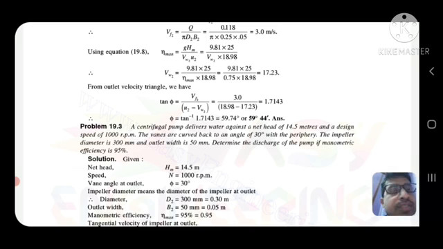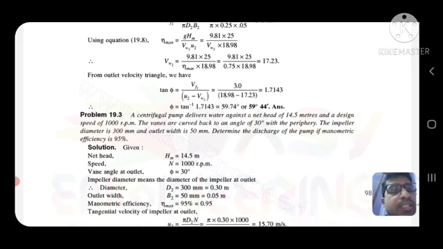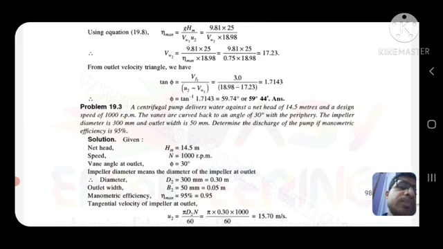Manometric efficiency is g HM by Vw2 U2, that is 9.81 into 25 divided by Vw2 into 18.98. Vw2 is equal to 9.81 into 25 divided by eta mano into 18.98. So 9.81 into 25 divided by 0.75 into 18.98 is 17.23.